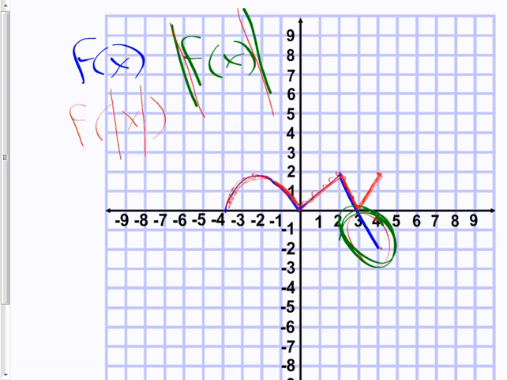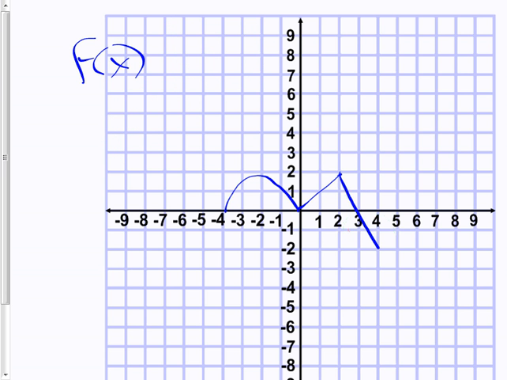Okay, that's the easier of the two. You just take anything that's negative in the y's, reflect it up. Done. So I'm going to give you another one like that. So let's say I had a different shape. Let's say it looked like this.